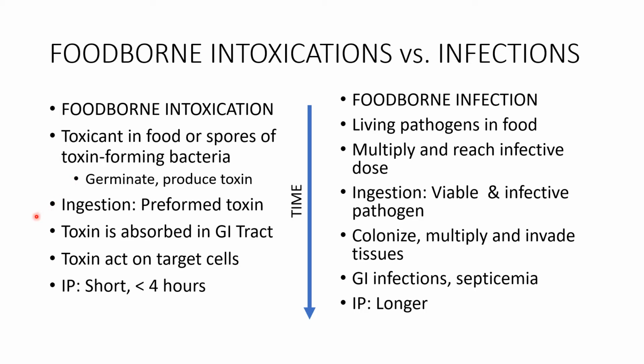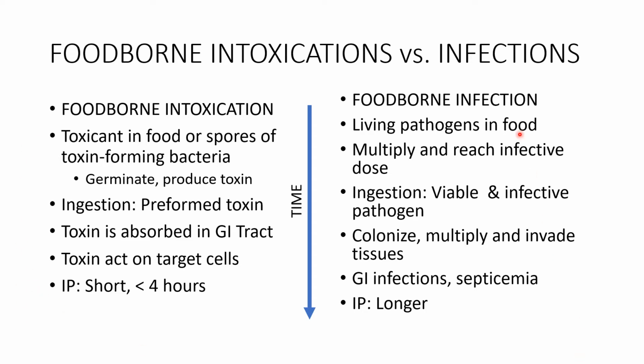So the ingestion, for food poisoning, is that we ingest the preformed toxin or toxicant. Then the toxin is absorbed in the GI tract and causes havoc in its target cells. So basically, because we are ingesting preformed toxin already, the incubation period is very short. So usually, in less than 4 hours, you would see the clinical manifestation of food poisoning.